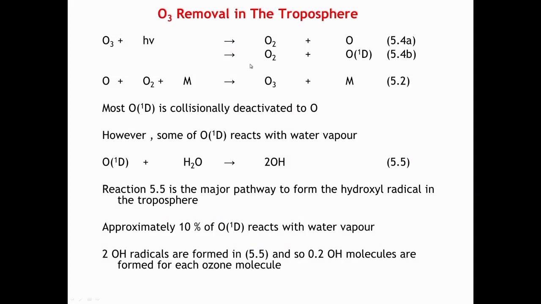What about ozone removal? Well, ozone photolyses to ground state oxygen and hot oxygen. And the recombination of the atomic and molecular oxygen gives you ozone. Most of this is collisionally deactivated back to this, and some of the O singlet D forms hydroxyl radicals. So forms your daytime dominant oxidants.